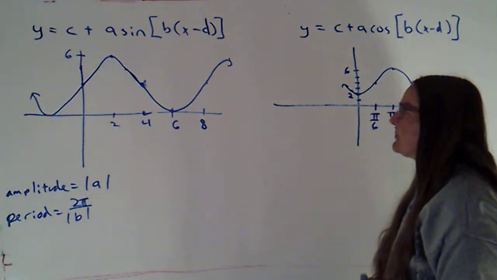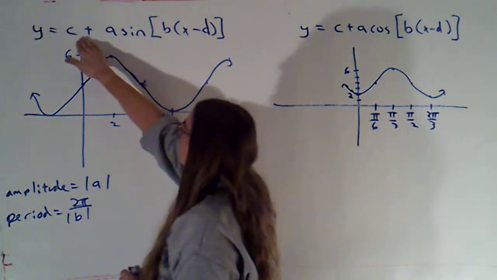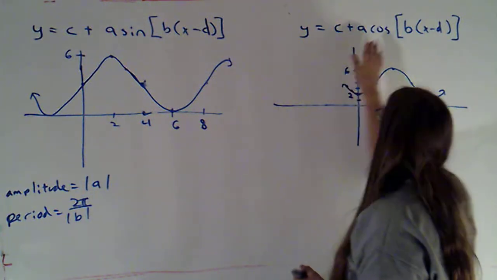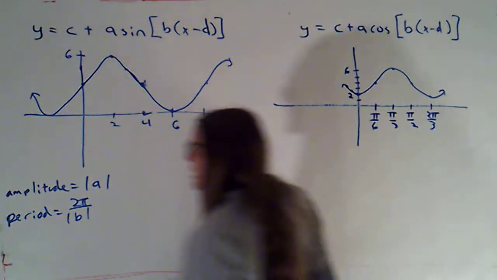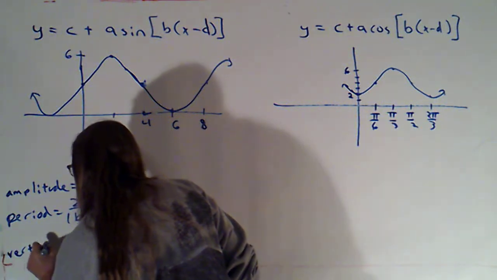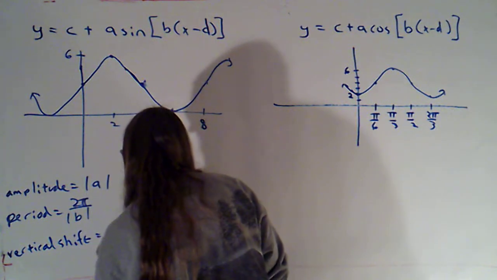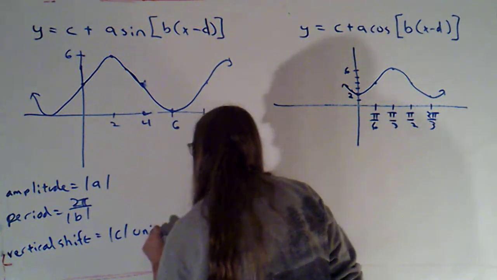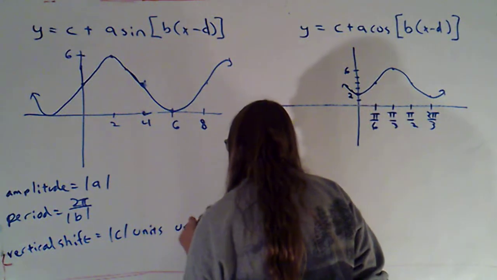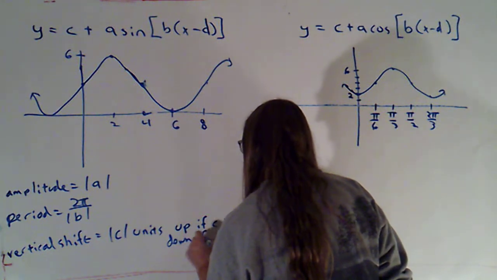Okay. All right, if we look at what C does, that's the number that we're adding after we've done the sine, or in this case, after we've done the cosine. So that's going to tell me about the vertical shift. So the vertical shift is going to be the absolute value of C units. And since that's a vertical one, that's intuitive. That's up if C is positive and down if C is negative.